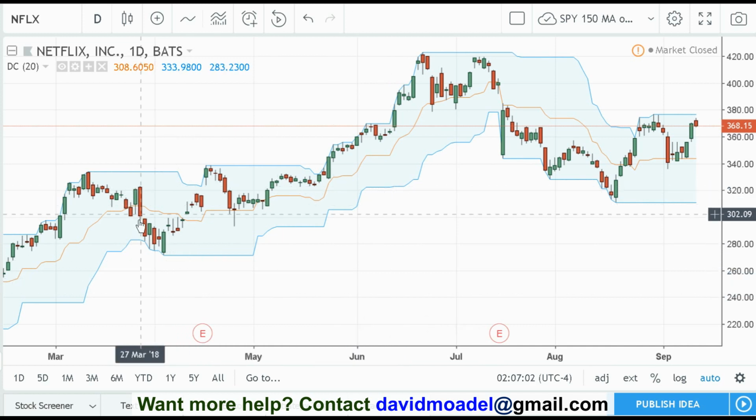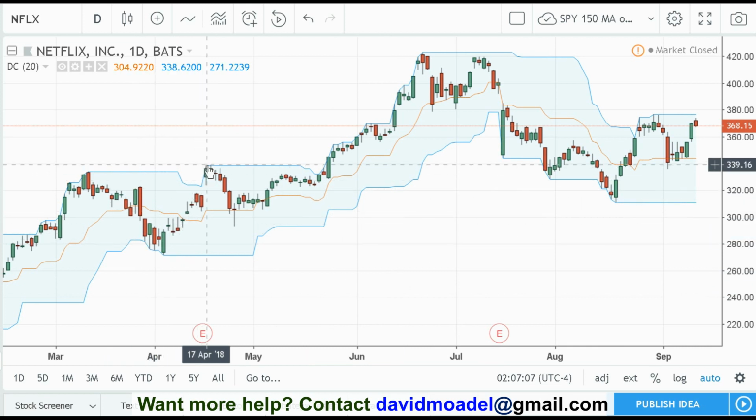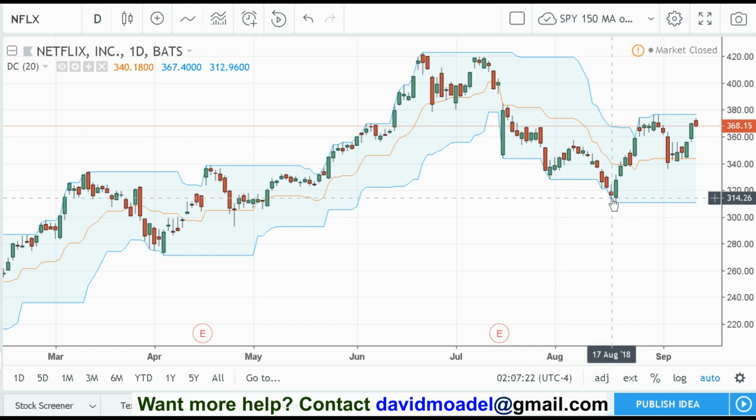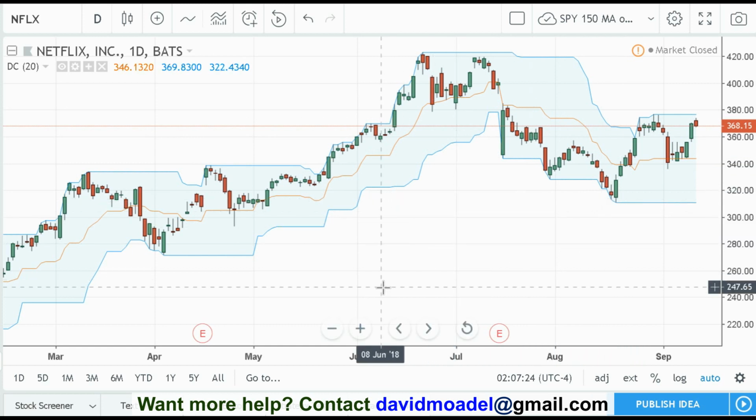We can see it worked pretty well here. If you had bought here when it touched and then sold here when it touched up here, you would have made a pretty good profit here on Netflix. On the other hand, there are times when it touches that lower band and then just kind of waterfalls, just kind of keeps cascading downward from there. And so don't expect it to be perfect, but you can add it to your arsenal.